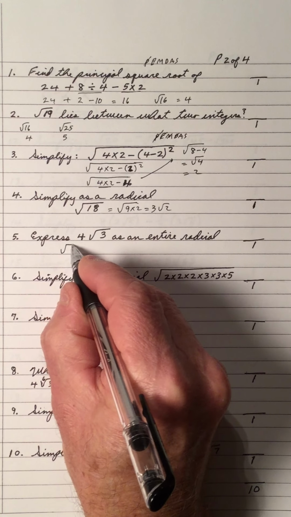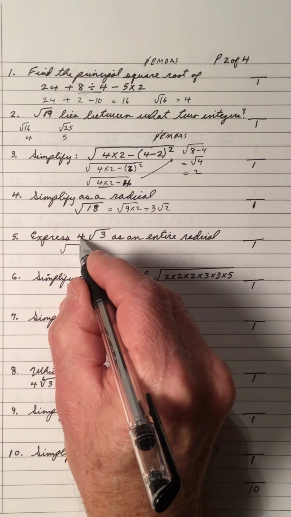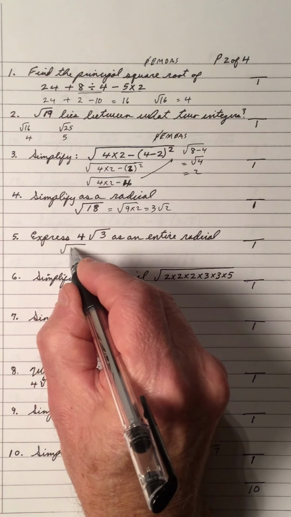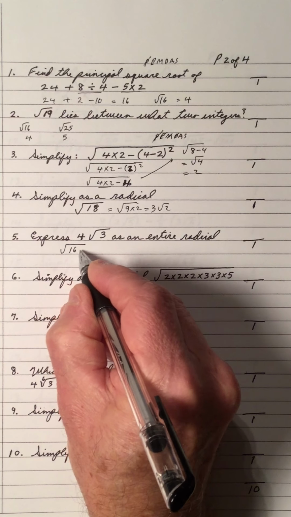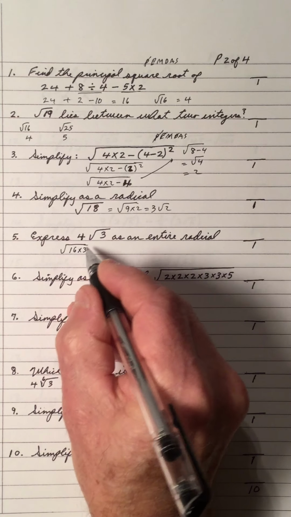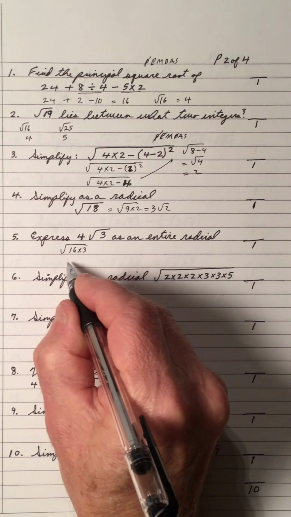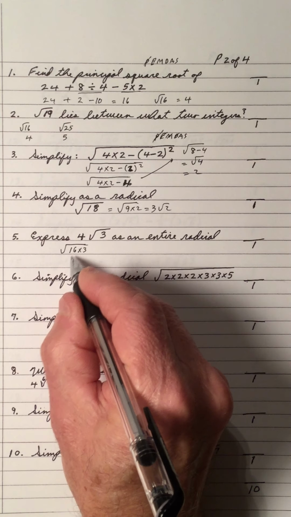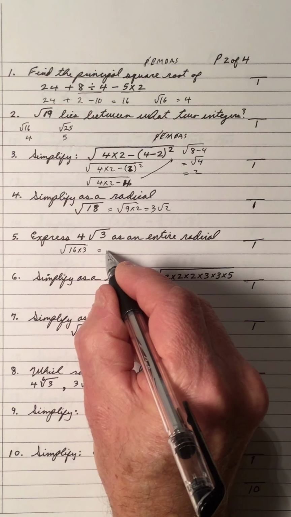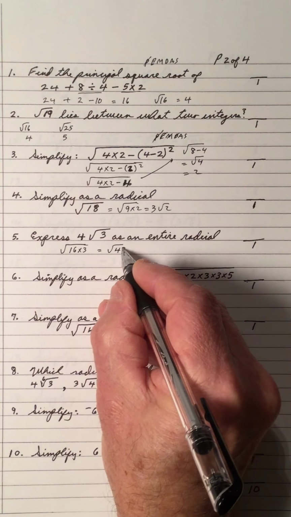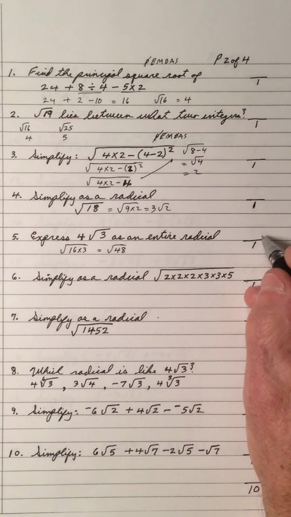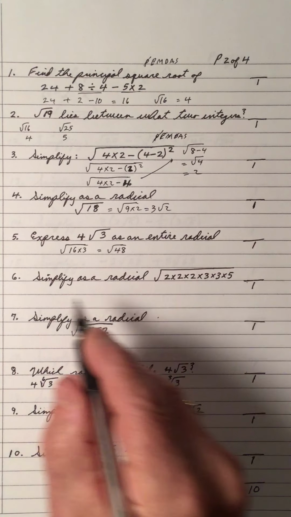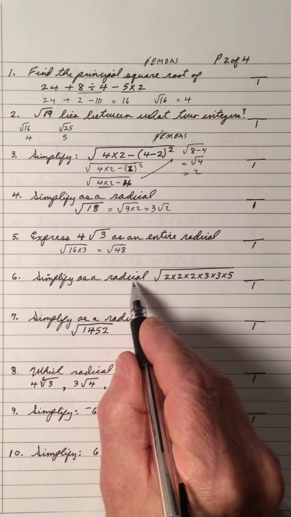Well, an entire radical, this is a mixed radical, so because there's a 4 there, then it must have been a 16 inside, because the square root of 16 is 4. So if the 4 is out here, it's a 16 underneath the root. And 16 times 3 is 48. So the answer is the root of 48. Another mark.